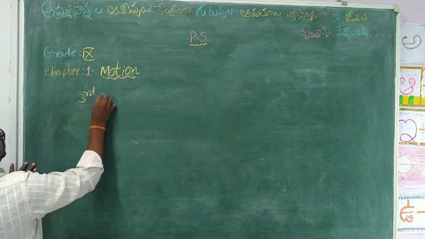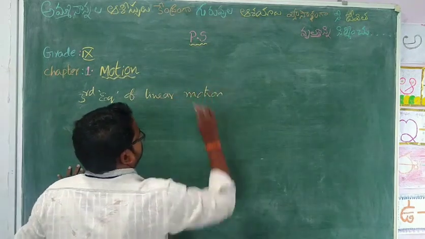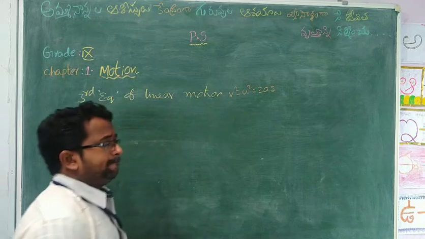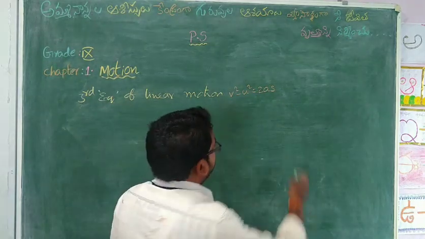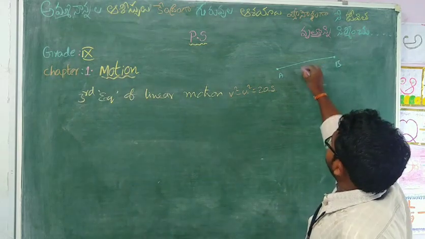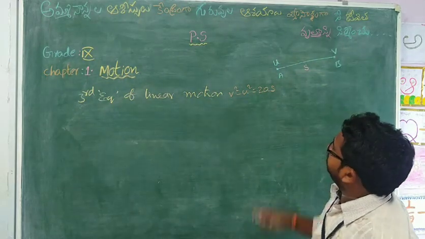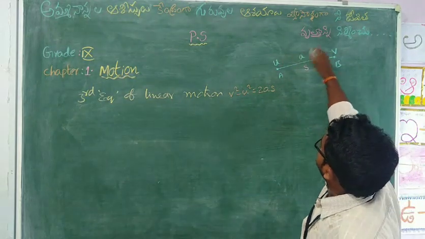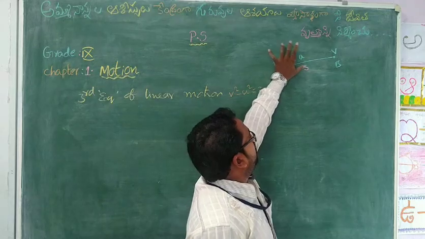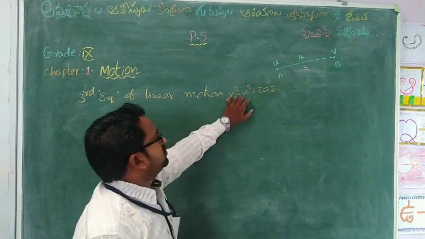Third equation of linear motion. What is that? v square minus u square is equal to 2as. For example, the body is at point A and it reaches point B, so it covers the displacement s. Its initial velocity is u and the final velocity is v. There is some change in velocity, so acceleration is there. Among v, u, a and s, what is not there? Time is not there.